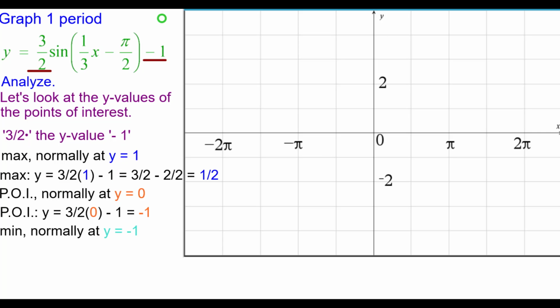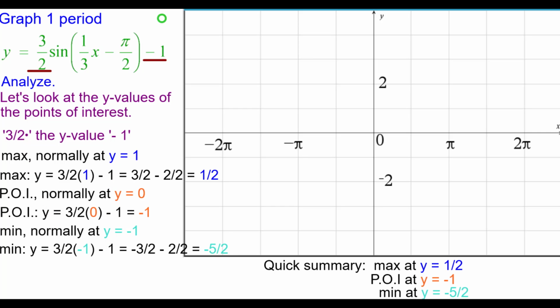The minimum normally is at y equals negative 1, but again, multiplying that by 3/2 minus 1, we get negative 3/2 minus 2/2, which is negative 5/2 for the new minimum. And here's a quick summary of those.